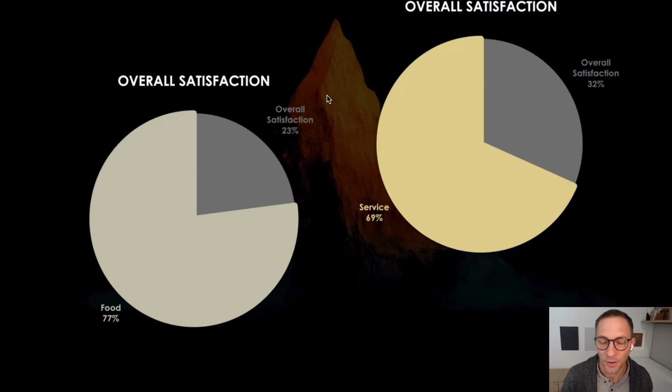Now here's a struggle. The struggle is that when we ran food, about 23% of it was still unexplained. But when we ran service alone, about 32% of it was left unexplained. Now, the problem is the math doesn't add up. If we're explaining 77% of satisfaction with food and then 69% of it was service, that doesn't quite add up. There's only 23% left here, not the 69% that we'd see in service. And so obviously, either the math is wrong or there's something else going on that isn't being accounted for.